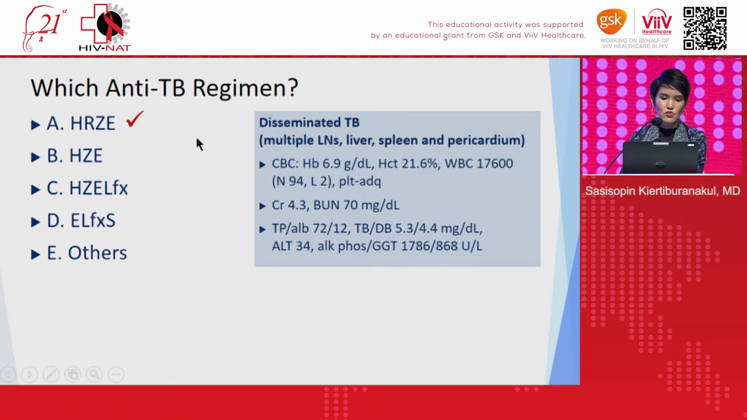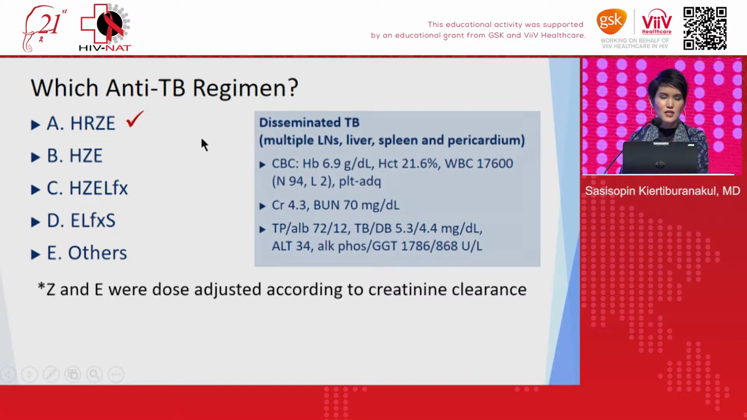And in this case, you have to adjust the dose of pyrazinamide and ethambutol, which are the 2 drugs that you need to adjust according to creatinine clearance. But for INH and rifampicin, you don't need to adjust for creatinine clearance.